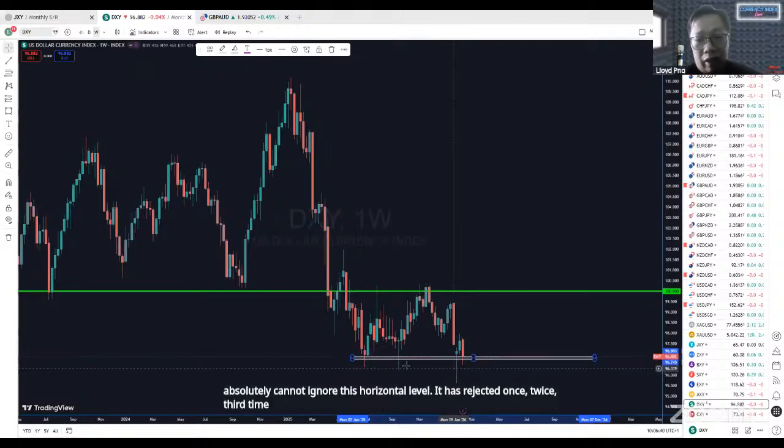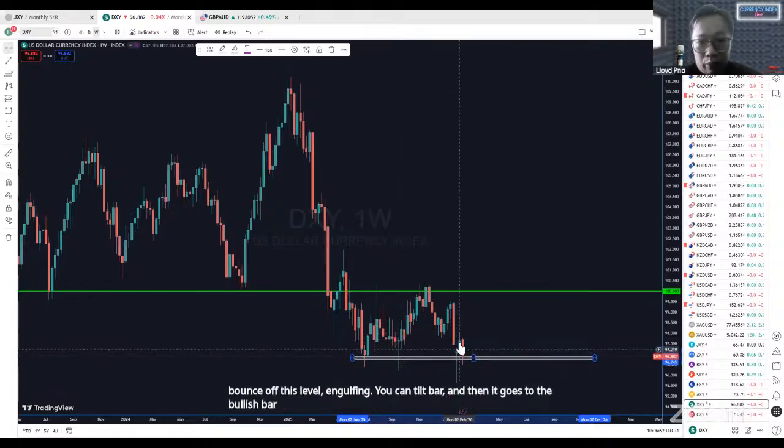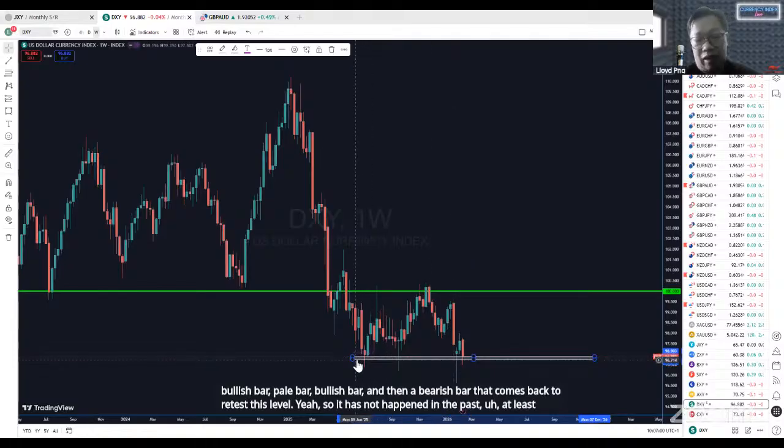But let's look at what happened in the past. In the past, when it comes to this level, we have a very, very clear-cut bounce off this level. Engulfing, tail bar, and then it goes to a bullish bar, tail bar, bullish bar, and then a bearish bar that comes back to retest this level. So it has not happened in the past, at least 3 months, 6 months, in fact. It has not happened in the past 6 months.